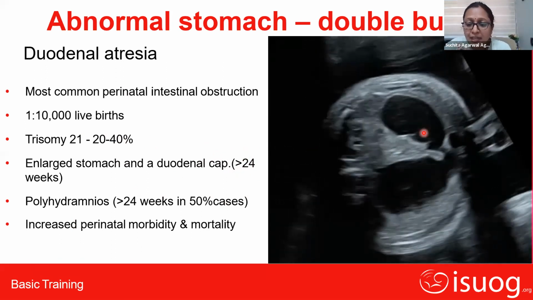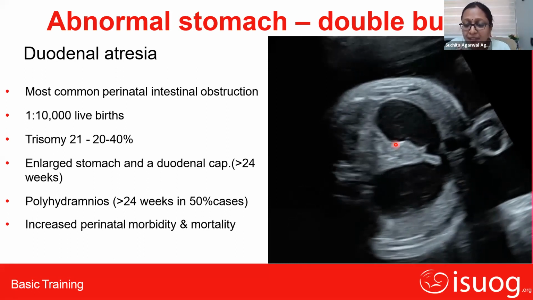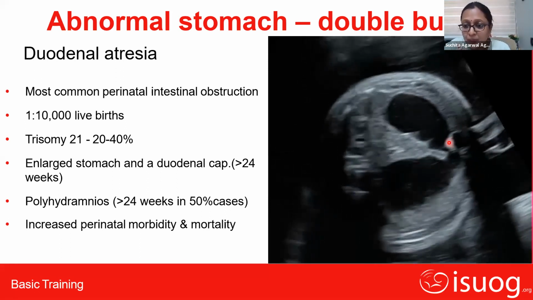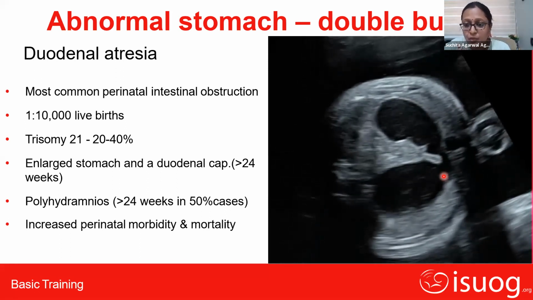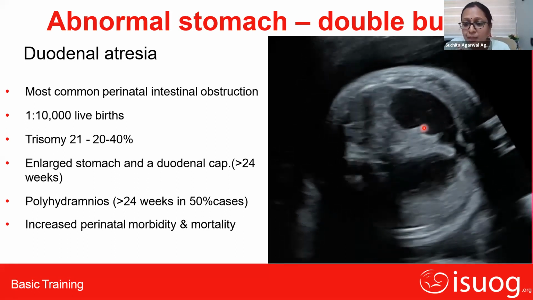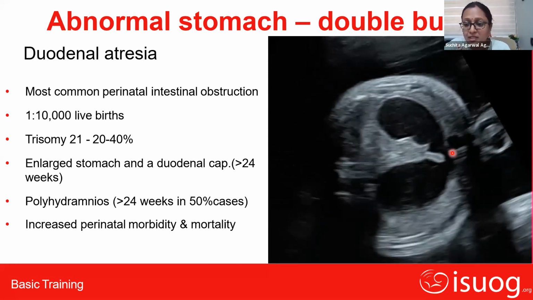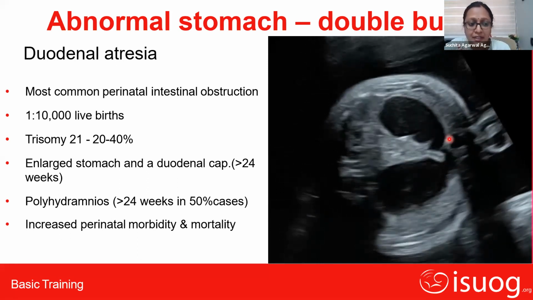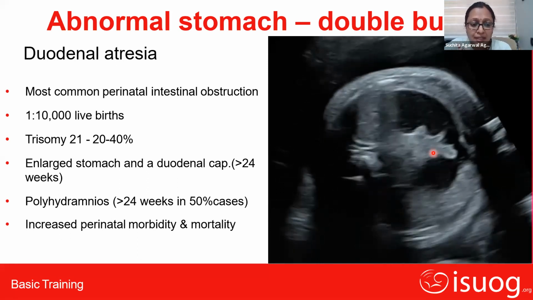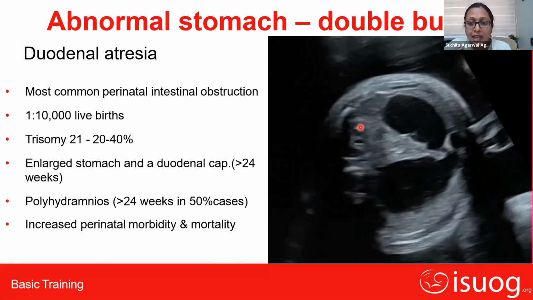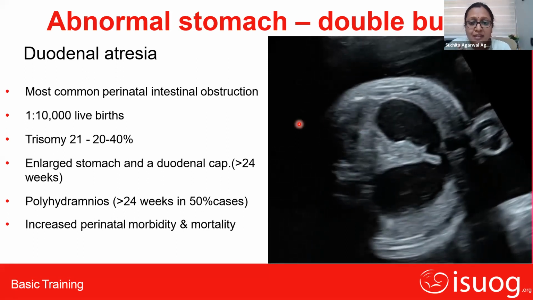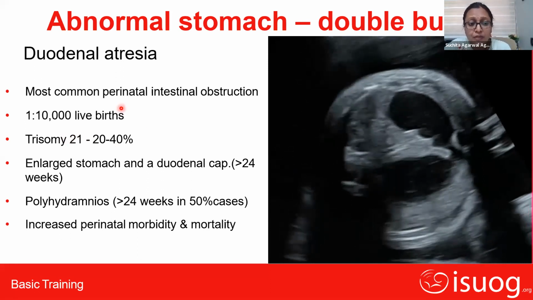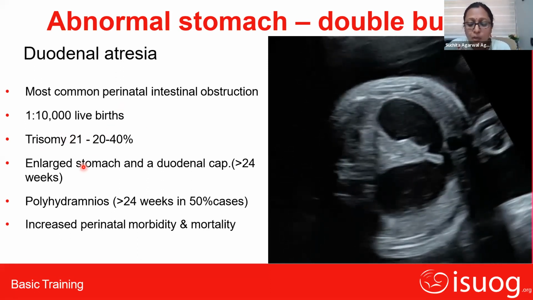So it's not that you get two double bubbles. You may get two separate structures, but you have to establish the continuity. Double bubble means the continuity between the stomach and duodenum has to be established. This line has to be seen in case of duodenal atresia. So there is increased perinatal morbidity and mortality. And whenever duodenal atresia is there, there is a very high, like 20 to 40%, chance of trisomy 21.